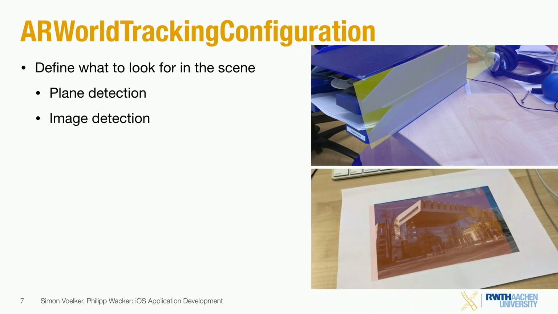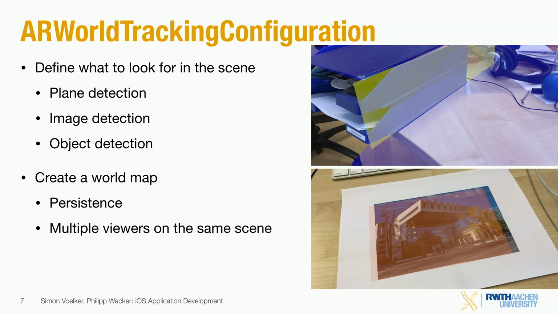Second is image detection. So you specify an image and you want the system to notify you when ARKit is seeing that image and where it is in the scene. And as I already mentioned, object detection: seeing where in the scene is this object and when has this object been detected.